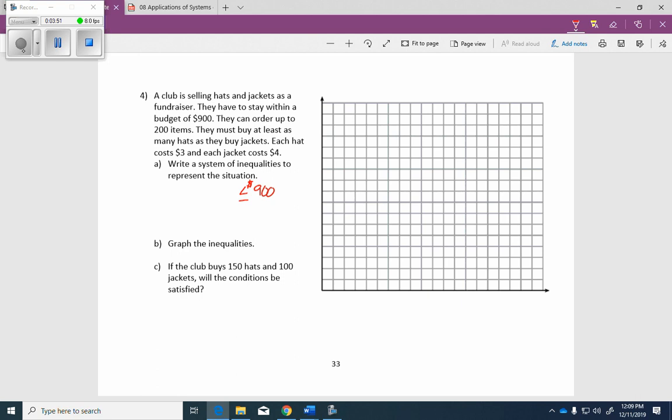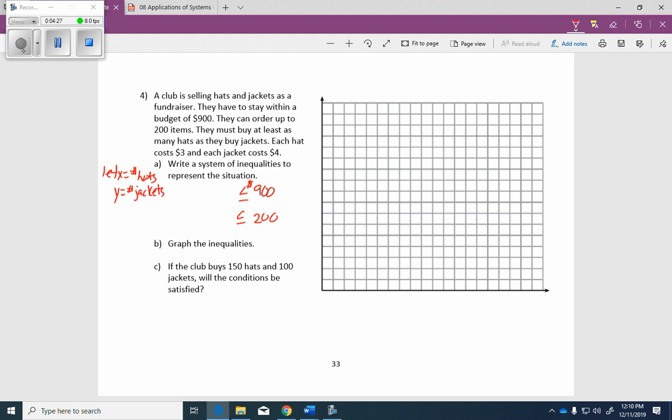And they can order up to 200 items. So that's the number of items. Up to 200 means less than or equal to 200. And they must buy at least as many hats as they buy jackets. Did they tell me what to let anything be? I'm going to let x equal the number of hats and y the number of jackets.